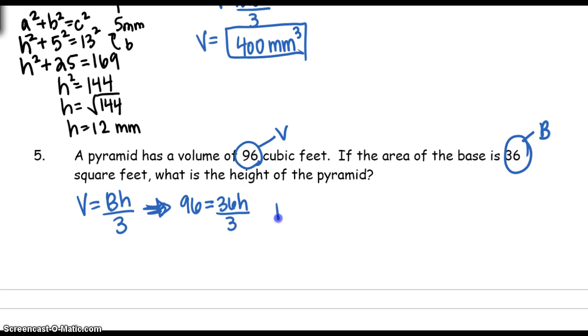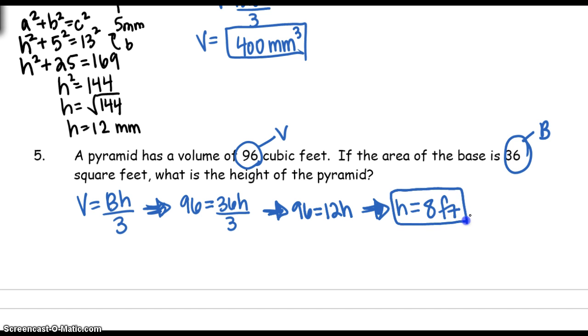If you do 36 divided by 3, you end up getting 12. So 96 equals 12H. And then you want to divide by 12 on both sides. And when you divide by 12 on both sides, you'll get that H equals 8. What are the units? The height is 8 what? Cows, dogs, chickens, clouds? No, 8 feet. Don't square it, it's not area. Don't cube it, it's not volume.